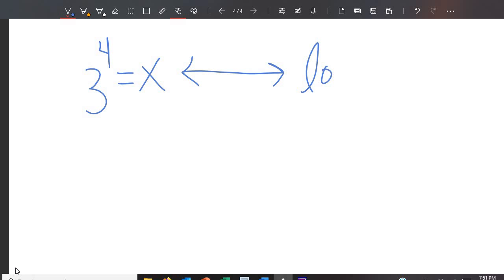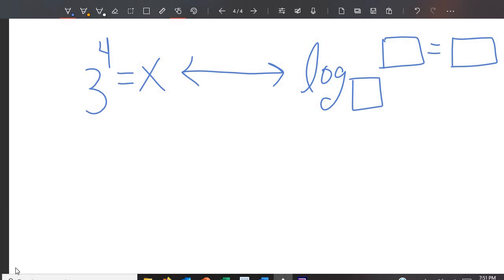Now, we also want to be able to take something in the exponential form and put it into logarithmic form. So, we want to have the word log, we want to have a base, we want to have something here, we want to have something here. This is always the exponent. This is always the base. I guess we'll just put an answer here. The answer.